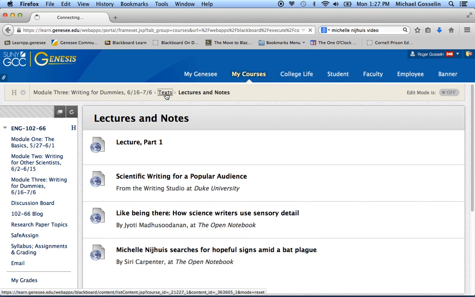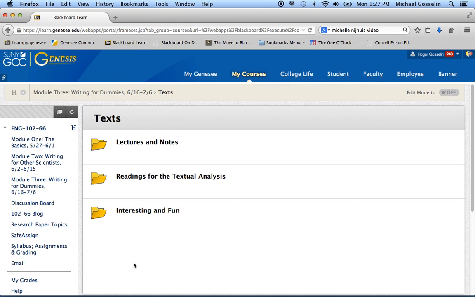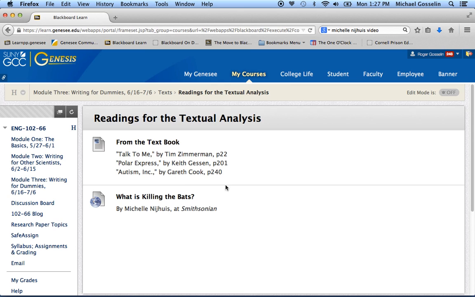Let's see. Okay, readings for the textual analysis. There are 4 of them listed. Choose one, just like on the last module. Read them all because they're all good, I think, but only one of them is going to be the basis of your textual analysis.